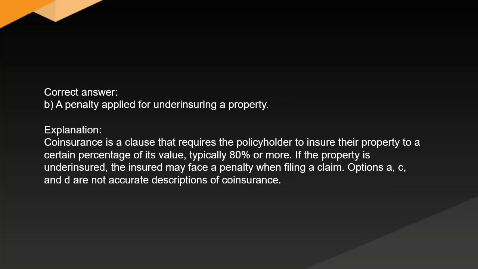Correct answer. B. A penalty applied for underinsuring a property. Explanation. Coinsurance is a clause that requires the policyholder to insure their property to a certain percentage of its value, typically 80% or more. If the property is underinsured, the insured may face a penalty when filing a claim. Options A, C, and D are not accurate descriptions of coinsurance.